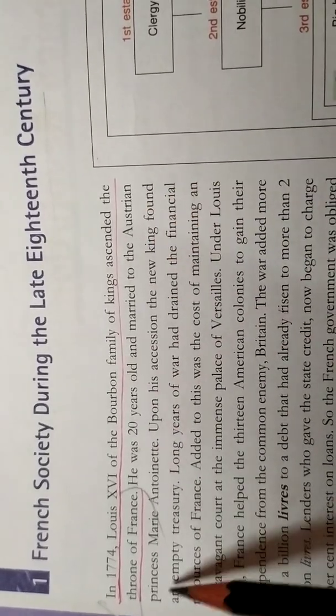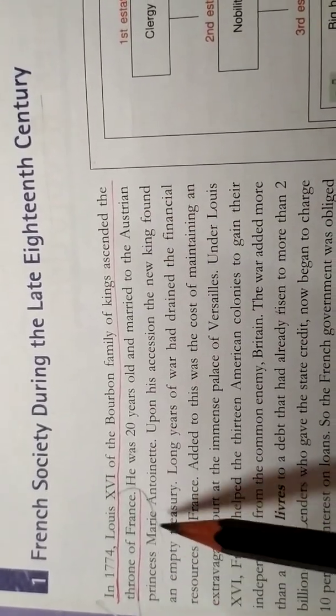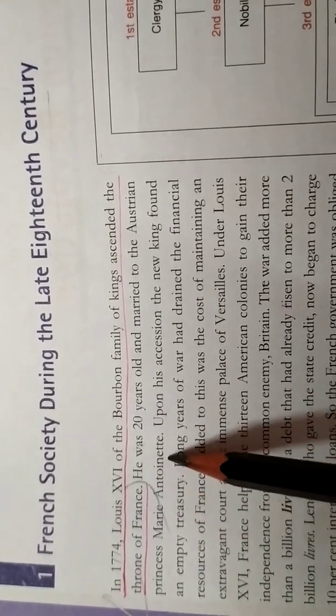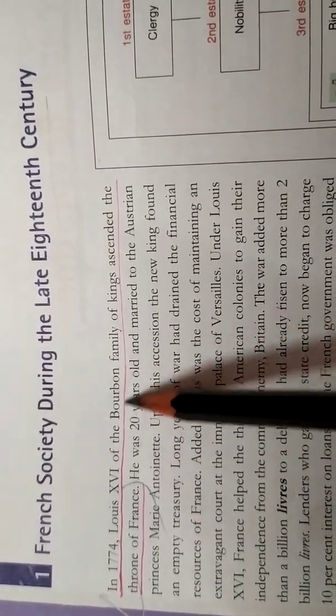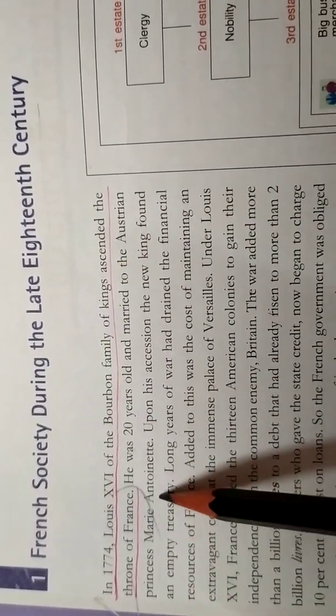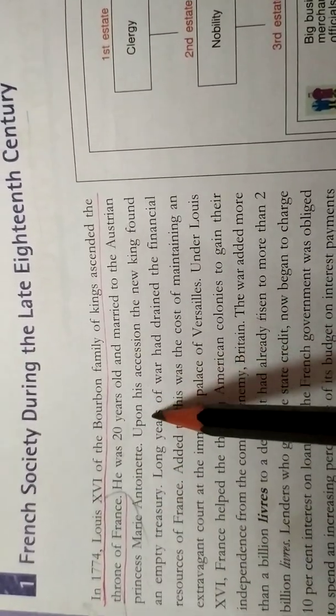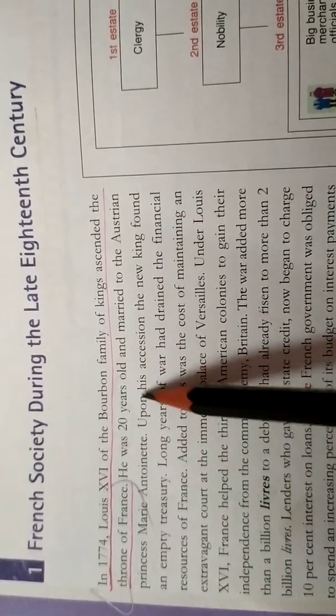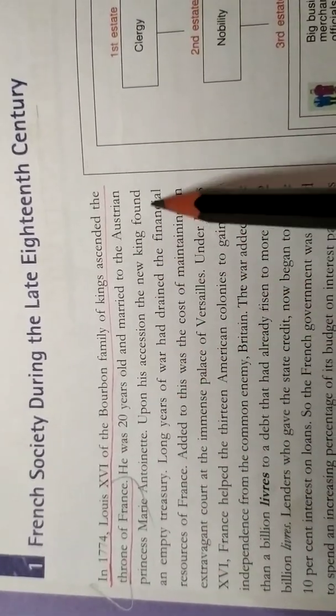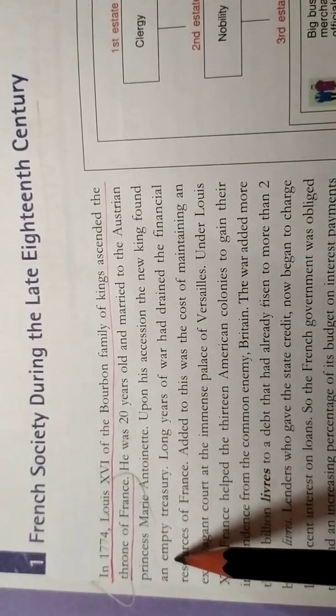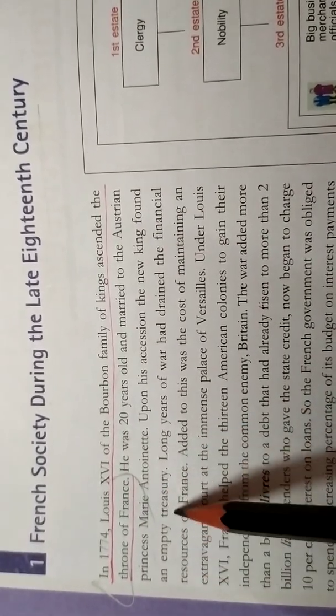He was 20 years old and married to the Austrian princess Marie Antoinette. Upon his accession, the new king found an empty treasury. So when he ascended the throne, he found that the royal treasury was empty.